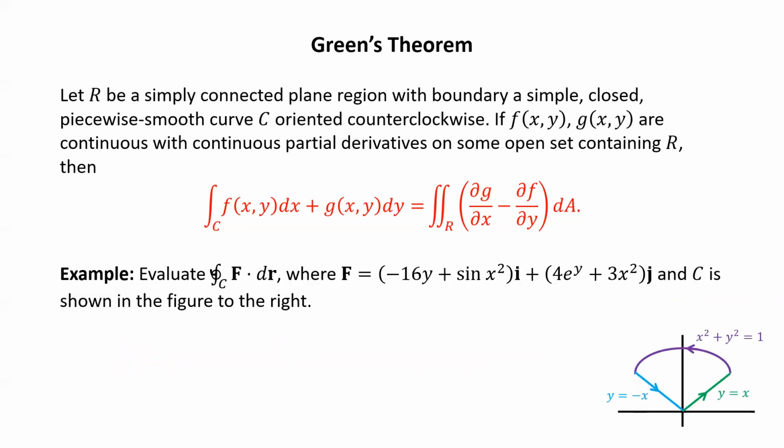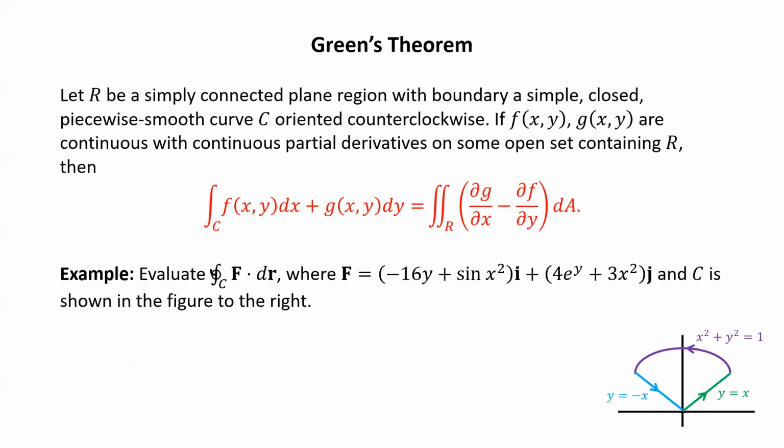Let's try another example. Once again, pause the video, try this example yourself, and then resume the video to check your answer with mine. Evaluate the line integral over C of F dot dr, where F is the vector field (negative 16y plus sine x squared) i plus (4e to the y plus 3x squared) j, and C is shown in the figure to the right.